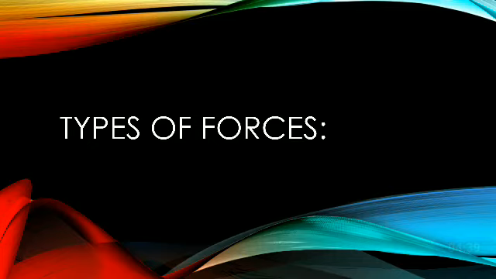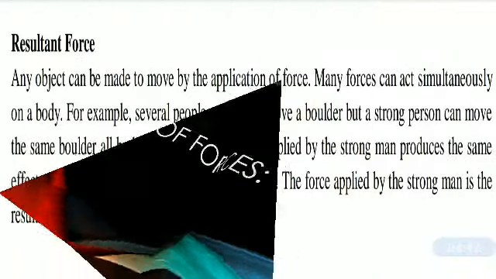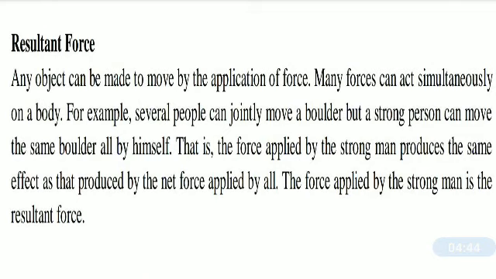Now let us see types of forces. First, we should know what is resultant force. Any object can be made to move by the application of force. Many forces can act simultaneously on a body. For example, several people can jointly move a boulder, but a strong person can move the same boulder all by himself. That is, the force applied by the strong man produces the same effect as that produced by the net force applied by all the people. The force applied by the strong man is the resultant force.